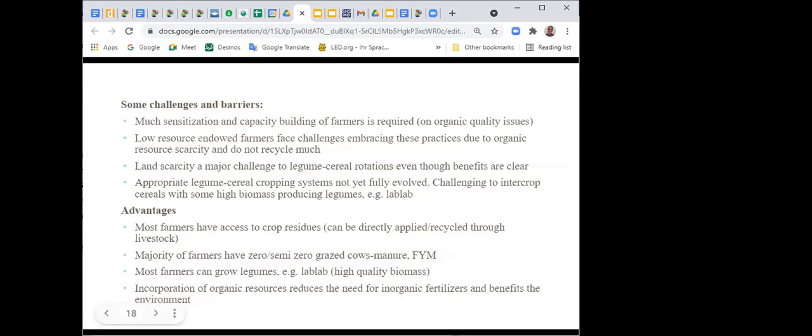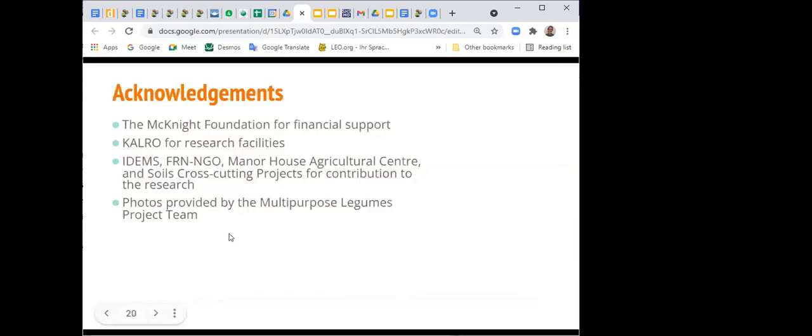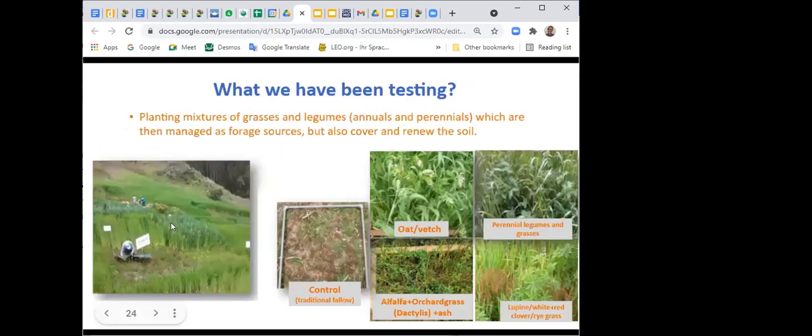But there are also advantages. Most farmers have access to crop residues they can use. The majority of farmers have livestock, so they can have access to farmyard manure in certain quantities. And most farmers are able to grow legumes, and incorporate organic resources.